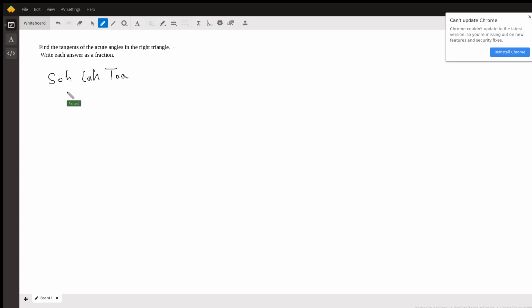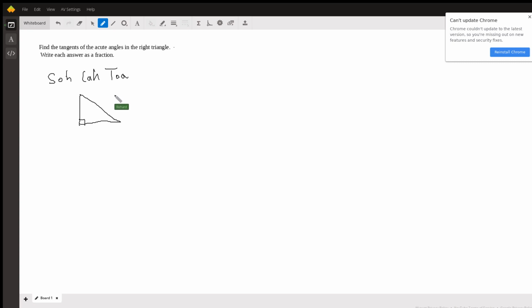So in a right triangle like this, if we want the sine of an angle, we look at opposite over hypotenuse. If we want the cosine of an angle, we want the adjacent side over the hypotenuse. And if we want the tangent of an angle, it's opposite over adjacent.